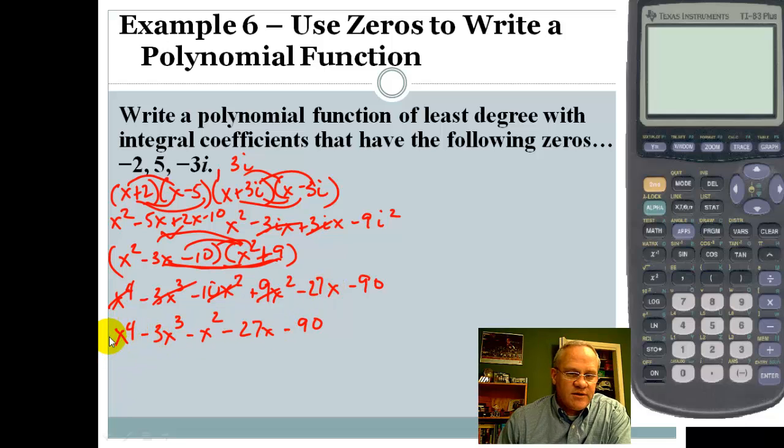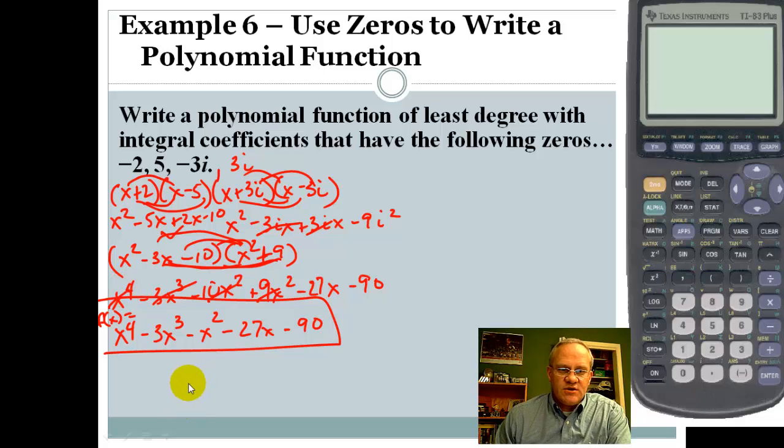And again, I didn't leave room there, but the way the book writes that is, f of x equals all of that stuff. So there's your function, x to the 4th. And notice it's x to the 4th, and we had 4 roots.